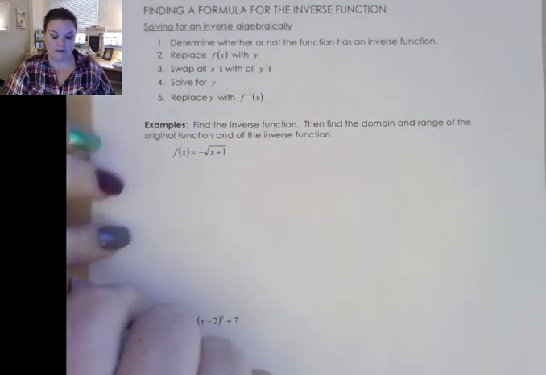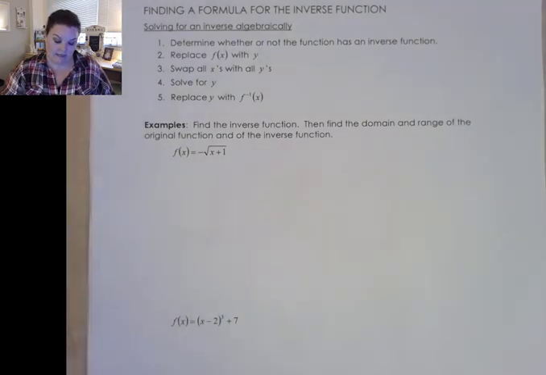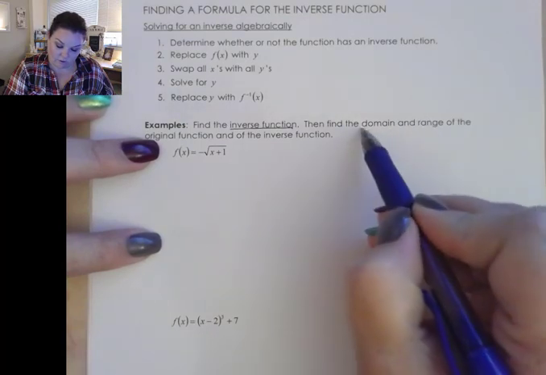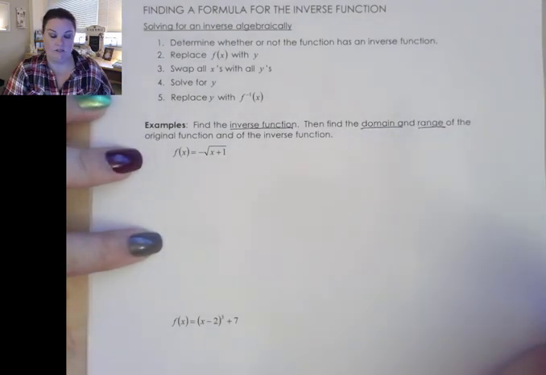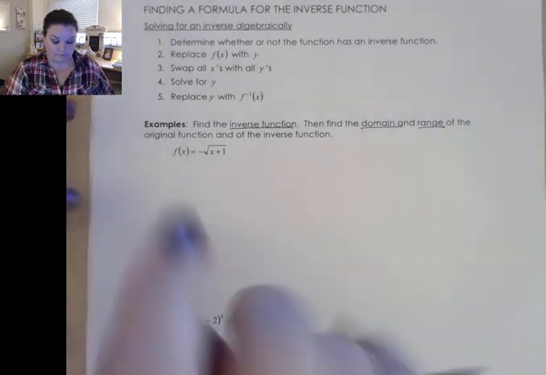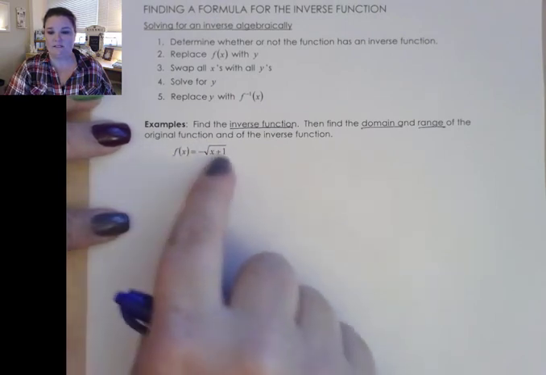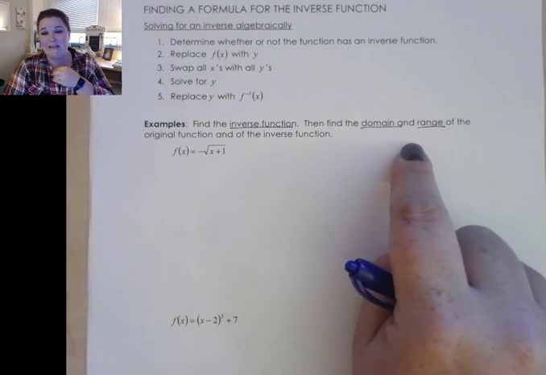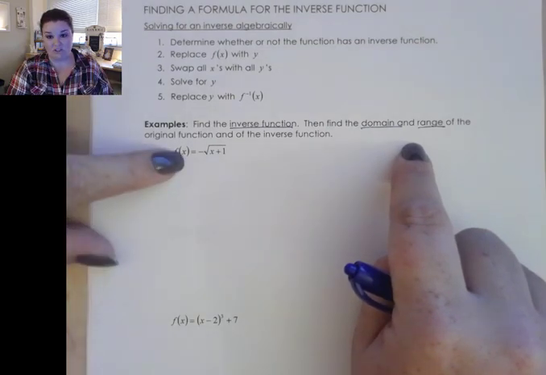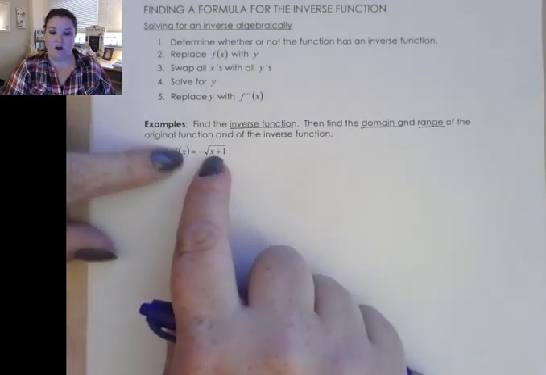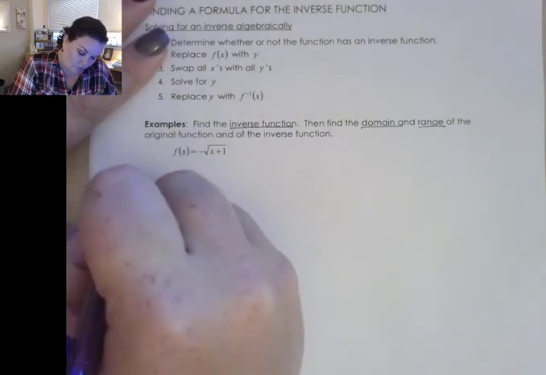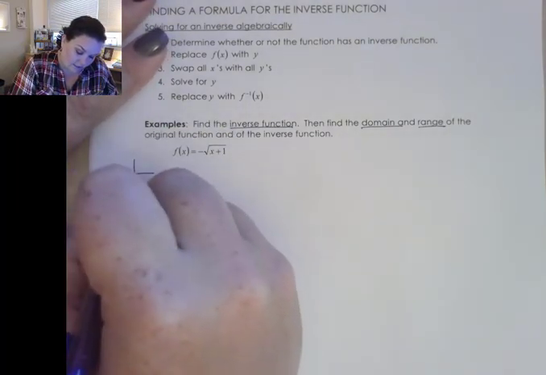All right, so let's go ahead and look at some. Now it says we want to find the inverse function, and we also want to find the domain and the range. First I want to think about what this looks like, because in order to find the domain and range of our new function, we need to know the domain and range of our original function. Our original function is a square root function, and a square root function looks something like this.